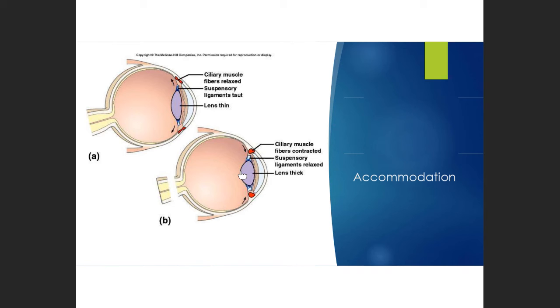As you age, you lose that elasticity. This is a very elastic lens that we see here. So if the body needs to thin out the lens, it will relax the ciliary body and the lens will thin out. When the ciliary body contracts, it will actually squeeze the lens to become more rounded. That's basically accommodation.